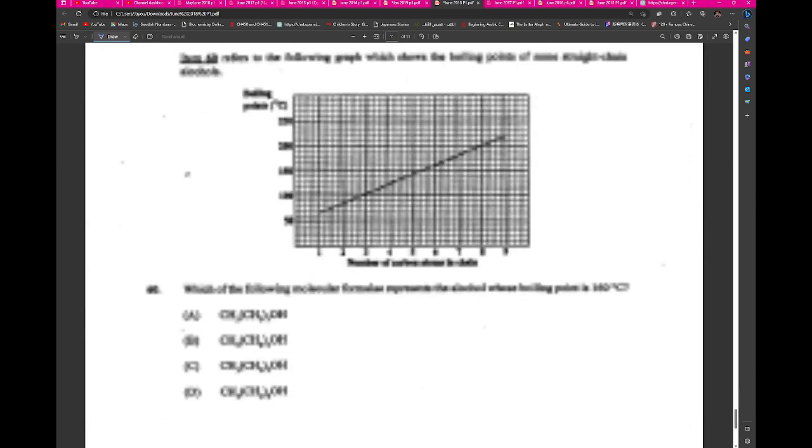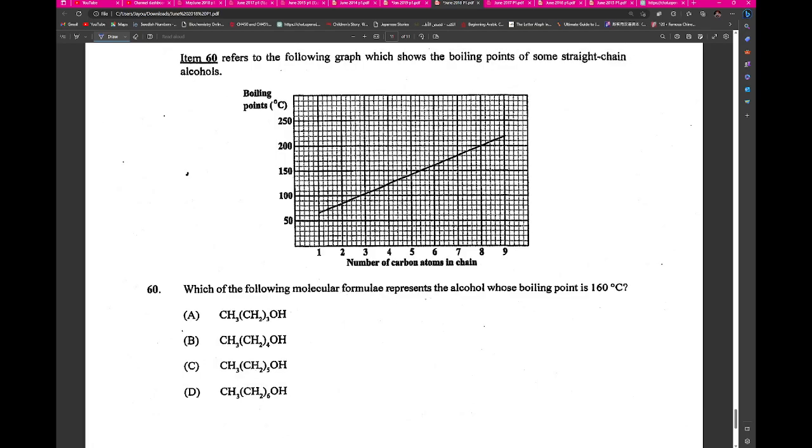And here we're looking at which of the following molecular formulae represents an alcohol that boils at 160. So 50, 60, 70, 80, 90, 200. So 50, 60 would be along this line, and this would be 6 carbons. So if we look at this now, 3 and 3, this would be 3, 4, 4, 5, 5, 6, easy answer.